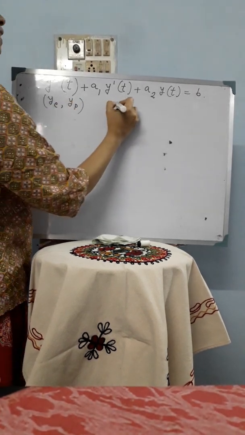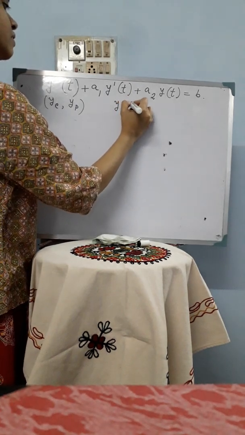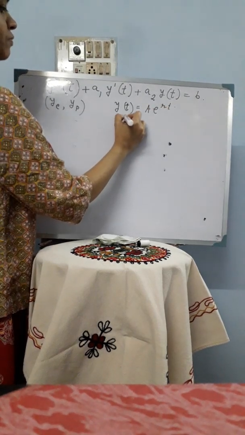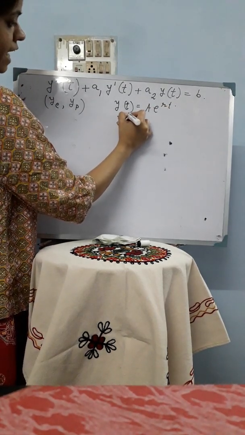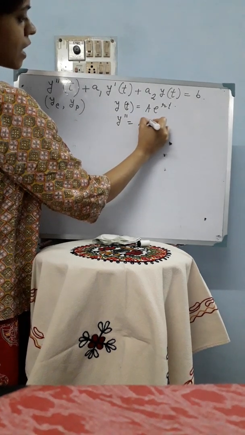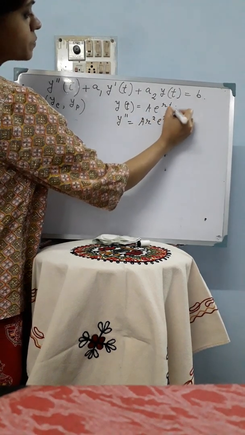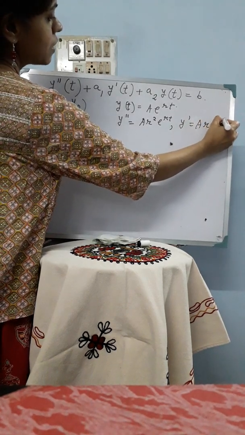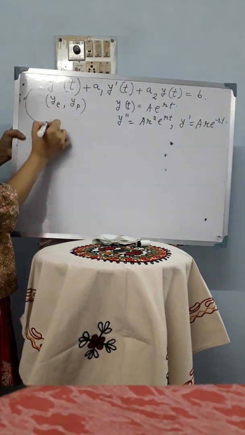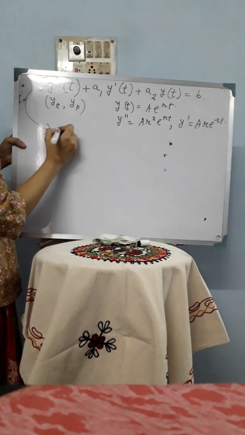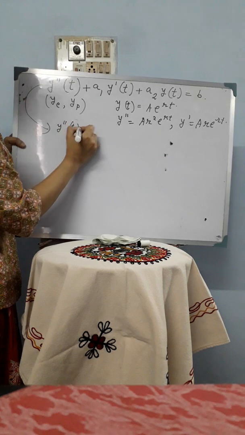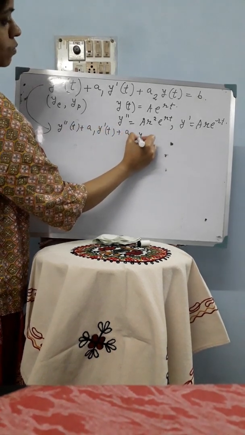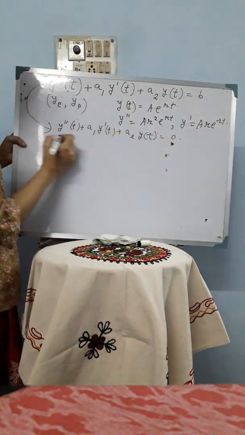For getting the value of yc, we are considering y(t) = A e^(rt). So from here we get y'' and y'. y'' = A r² e^(rt), y' = A r e^(rt). Now we consider the homogeneous equation, so we can write y''(t) + a1 y'(t) + a2 y(t) = 0.